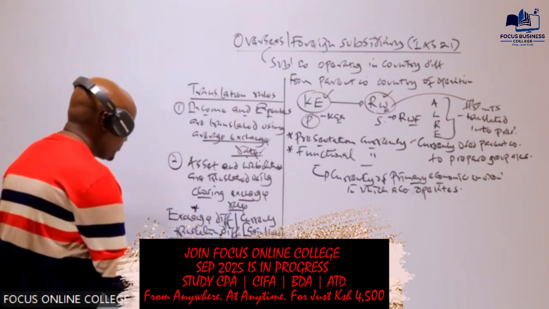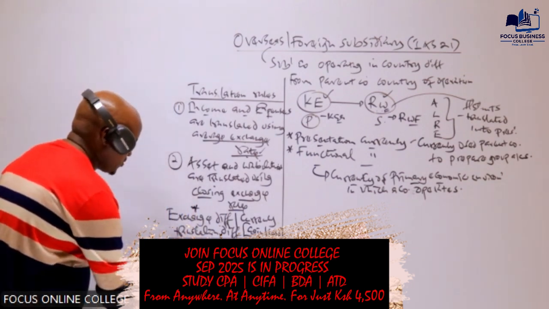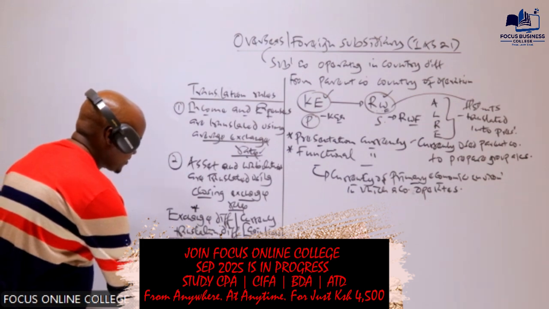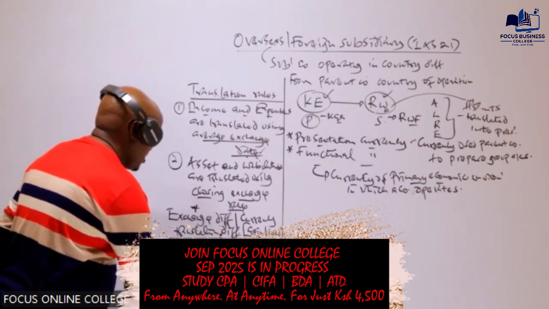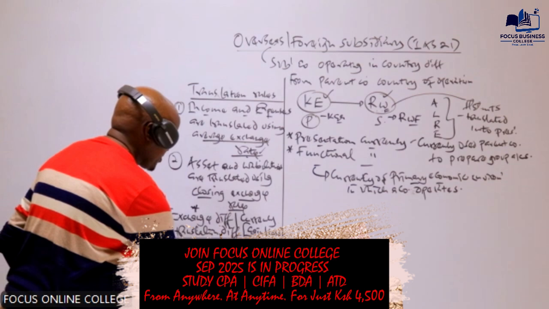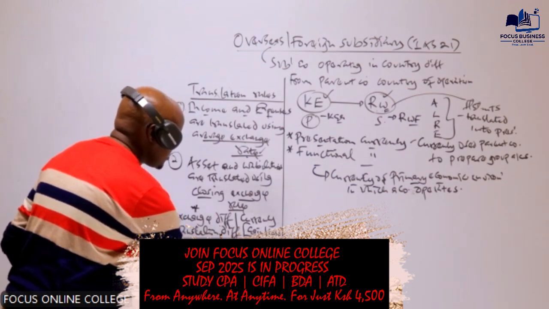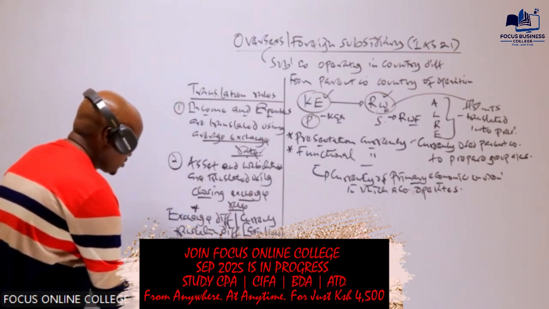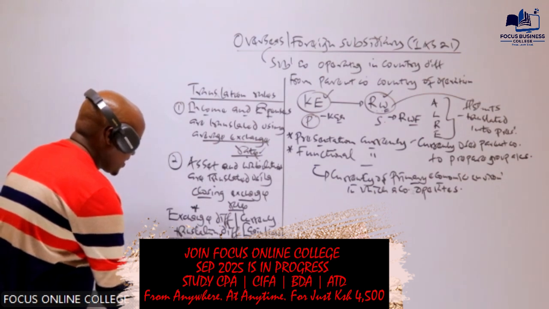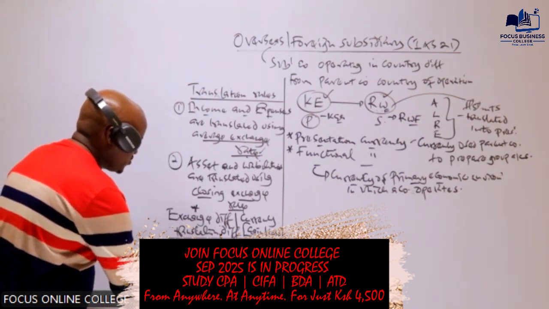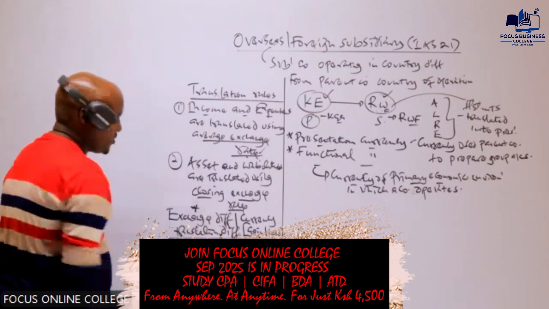Now, this particular gain or loss arises due to the translation of basically three items. One of which is goodwill on acquisition.